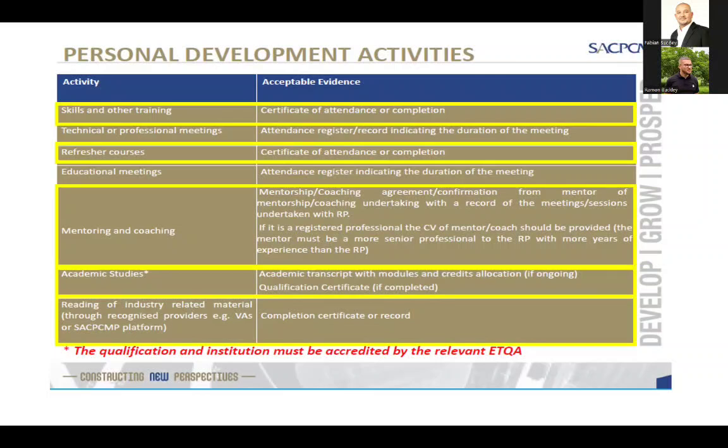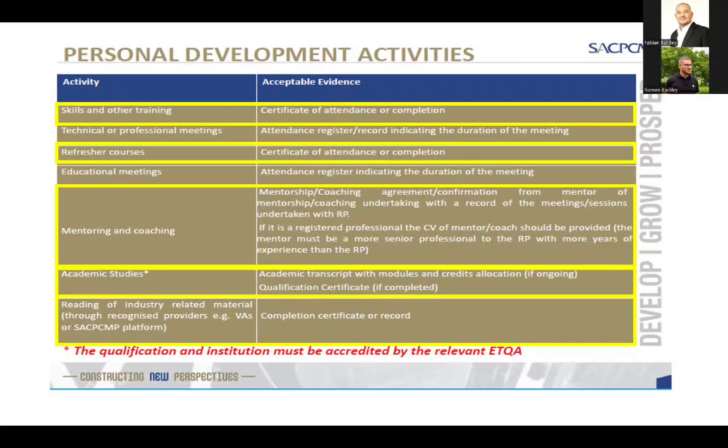And I'm going to go back to the bottom point, which is highlighted in red with the asterisks. It mentions here that the qualification institution must be accredited by the relevant ETQA. So this is important. Whatever training, whatever courses you go for, you need to make sure that these qualifications are accredited. If they are not accredited, SACPCMP will not accept it as evidence. So please just remember that.